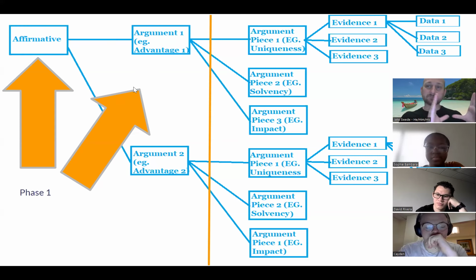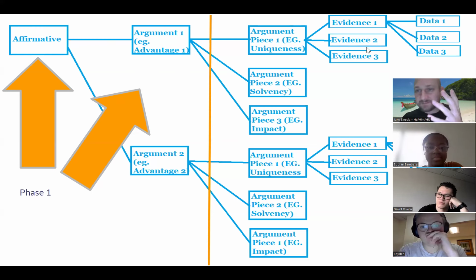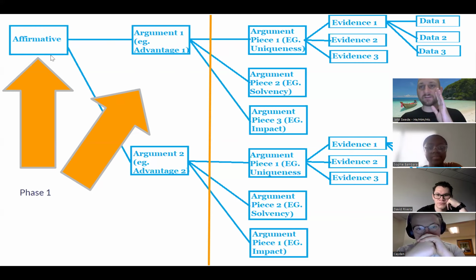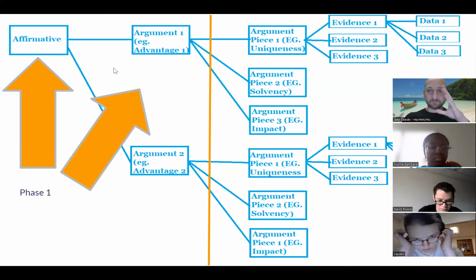Phase one is just figuring out those two pieces. Beyond this point, you don't have to figure out what the uniqueness is going to say, what pieces of evidence I am going to use for uniqueness, or what the data is for that. None of that matters right now, right? We're just trying to figure out what the big story of the affirmative and negative is, and then what the subtopics are that support or tell that story.